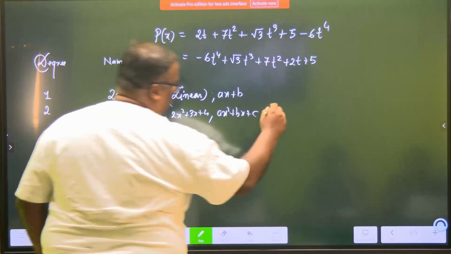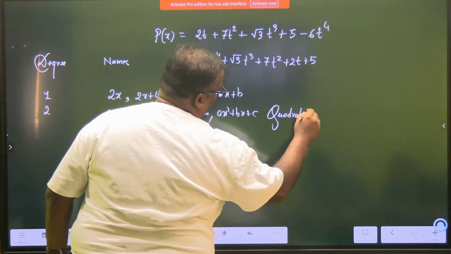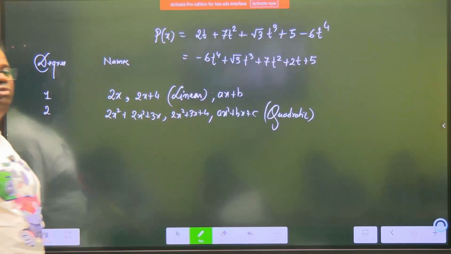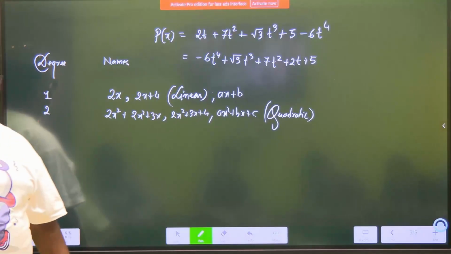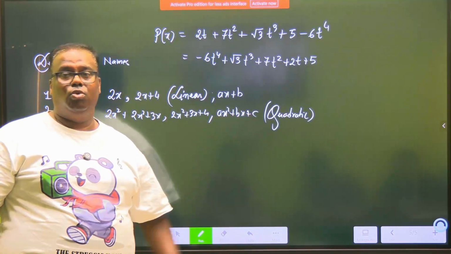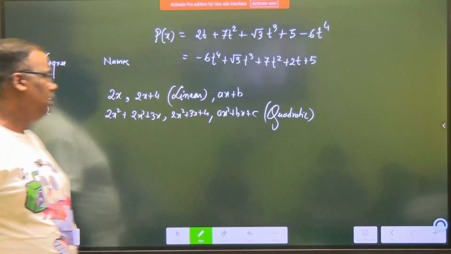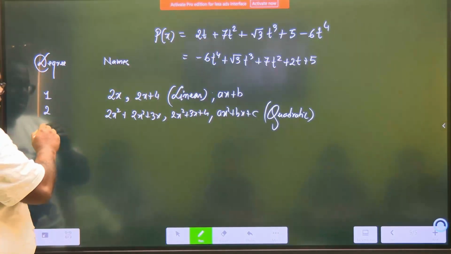Such a polynomial will be known as quadratic. Quadratic is when you actually have degree equal to 2. This is the standard form of a quadratic equation's expression. Quadratic means degree is 2. Clear? Then let us see 3.